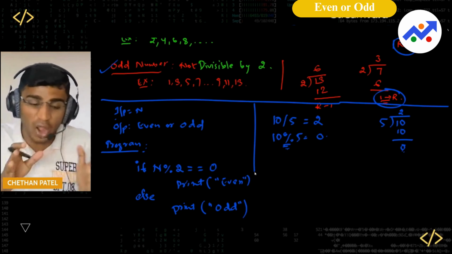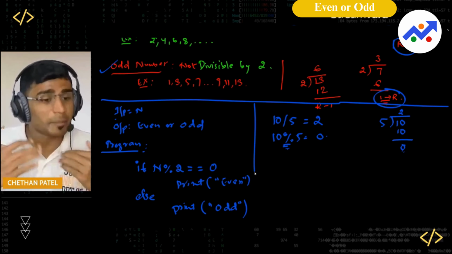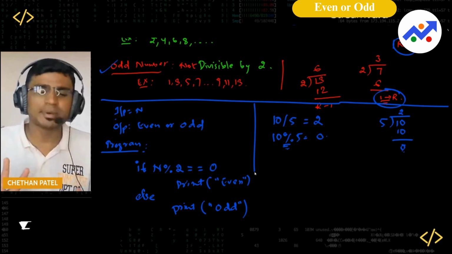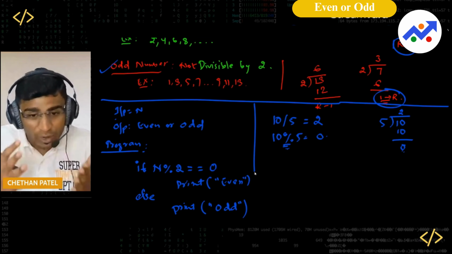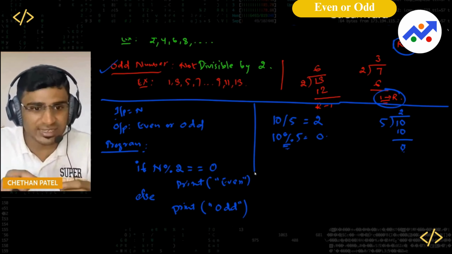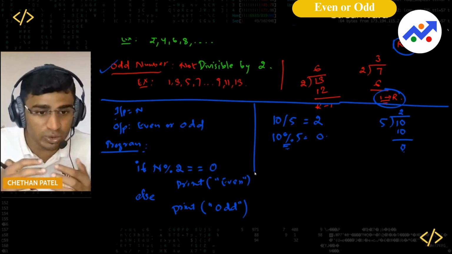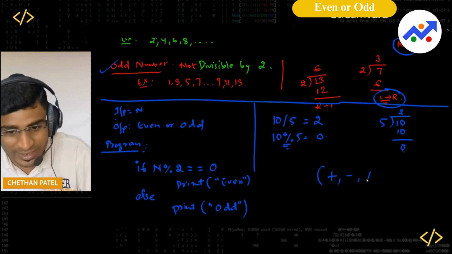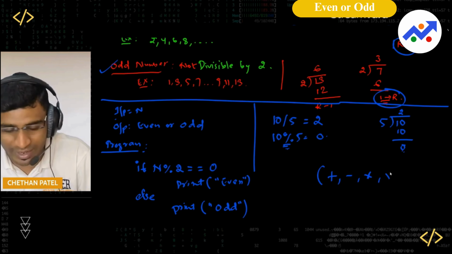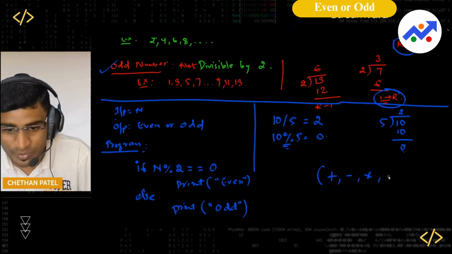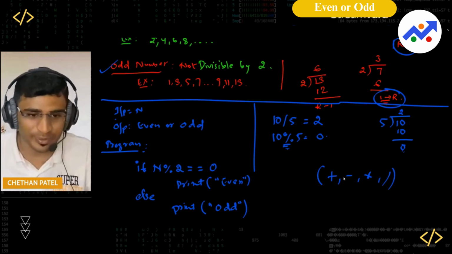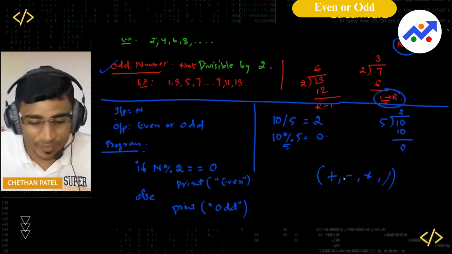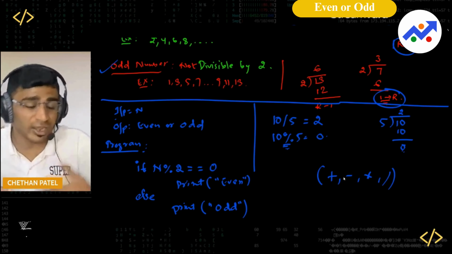This is an algorithm, or the idea behind identifying whether a given number is even or odd. It is very simple, but I am assuming that whoever is watching knows the basic operations: plus, minus, multiplication and division. If you already know this stuff, please skip it and move to the next. So now we have understood the concept of even and odd and how to write the code for that.